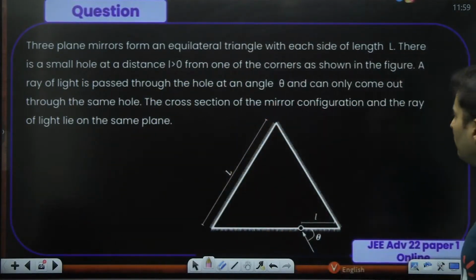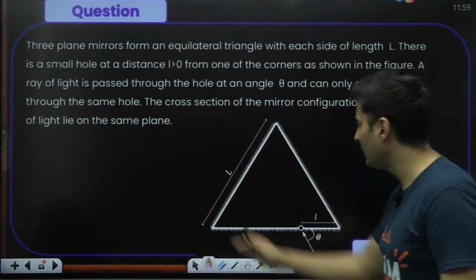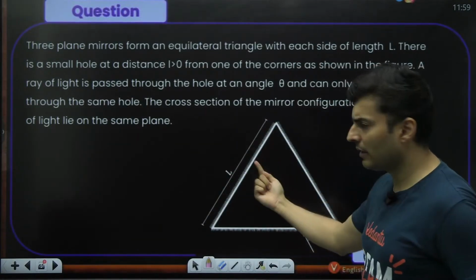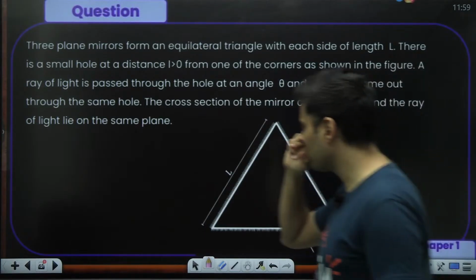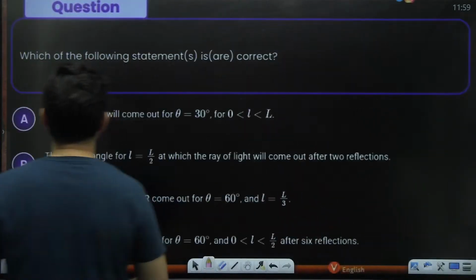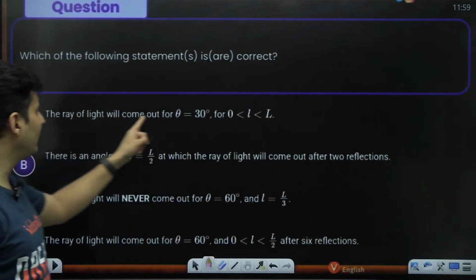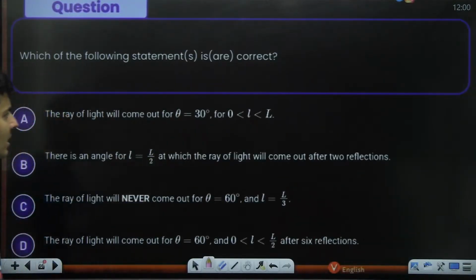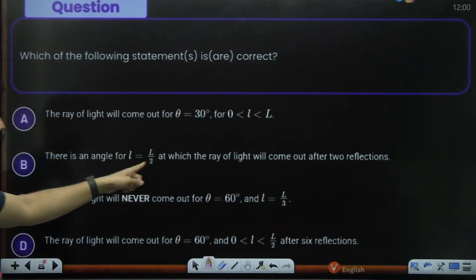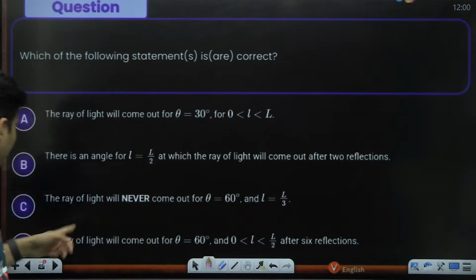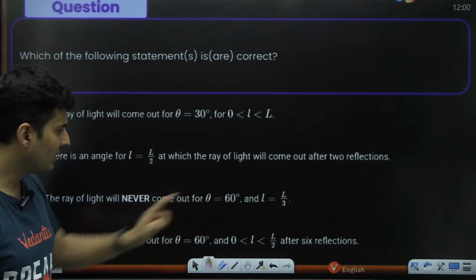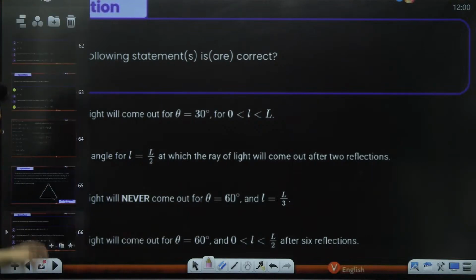The cross section of the mirror configuration and the ray lie in a single plane. So it's not like the ray is going here and coming out of the plane or something like that. It's all in the same plane. The questions are as follows. The ray of light will come out for theta equal to 30 if l is less than L. If l is equal to L by 2, the ray will come out after 2 reflections. The ray will never come out for 60. The ray will come out for 60 if this is the case.